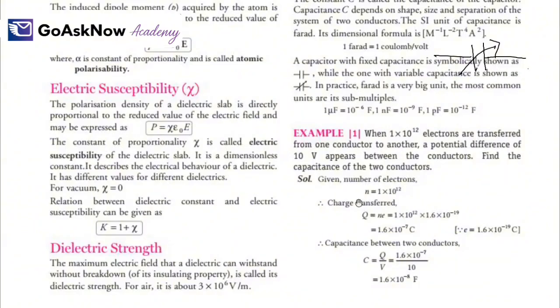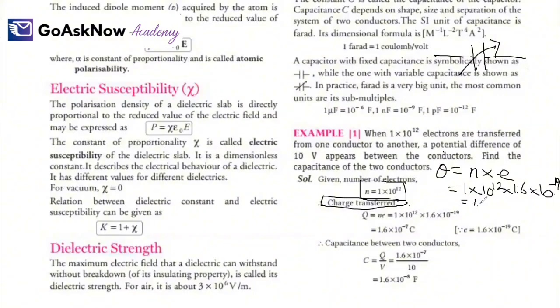Given the number of electrons N equal to 10 to the power 12. The charge transferred Q is given as N e, the number of electrons into the electronic charge. This will be 1 into 10 to the power 12 into 1.6 into 10 to the power minus 19, so we get 1.6 into 10 to the power minus 7 coulomb. This is the net charge transferred.